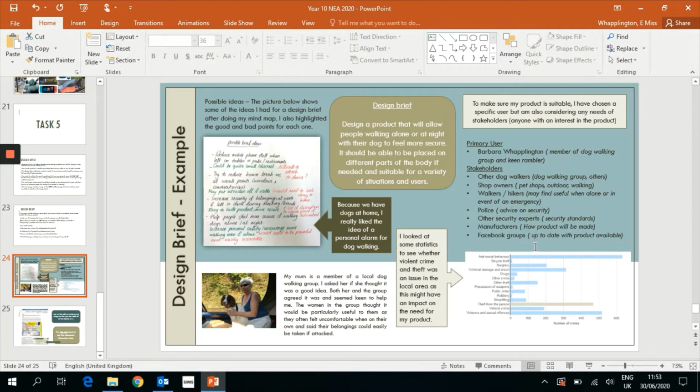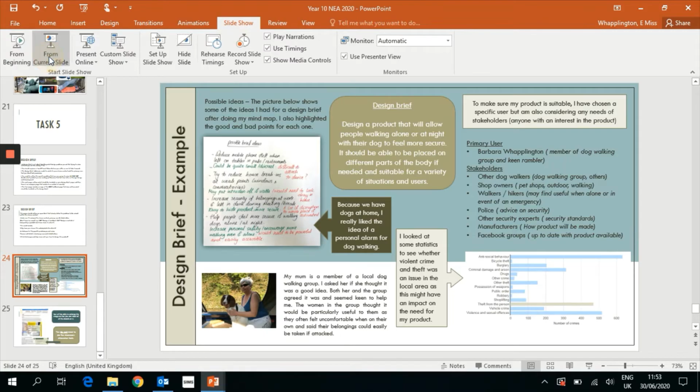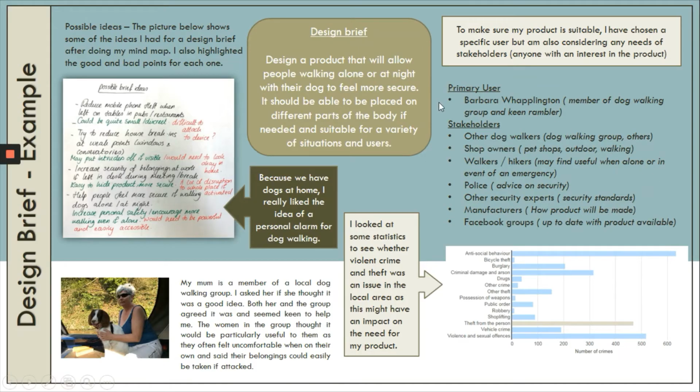So I eventually decided that my primary user, if you look here, I'll just make this slide a little bit bigger for you, I actually chose to be my mum. And the reason that I chose her was because she was a member of a dog walking group and a keen rambler. So she was on her own quite a lot, going and doing these things. So this is why I chose her. So I've named her here and I've said why I've picked her.